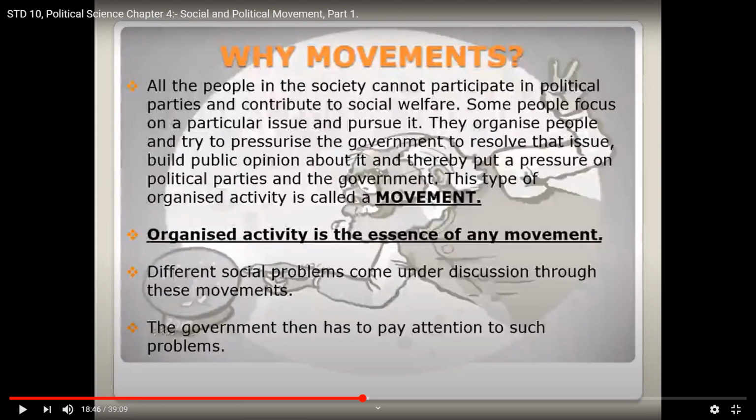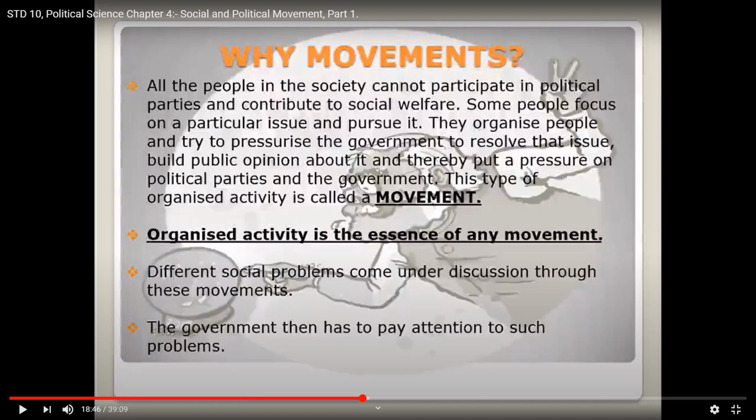Now, why movements? It is very important we study why we require movements. All the people in the society cannot participate in political parties and contribute to social welfare. Some people focus on a particular issue and pursue it. Particular means one single issue. They feel that is important. Pursue means they keep going behind that issue and try to solve only that issue as much as they can. They organize people and try to pressurize the government to resolve that issue.